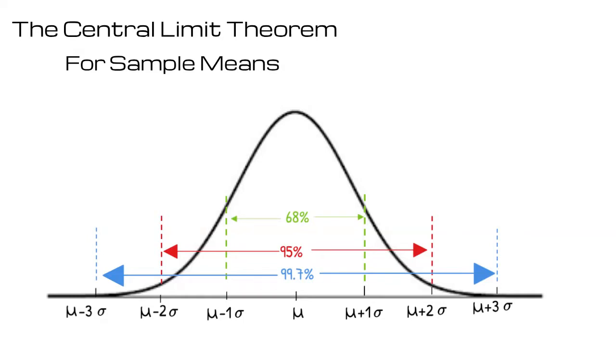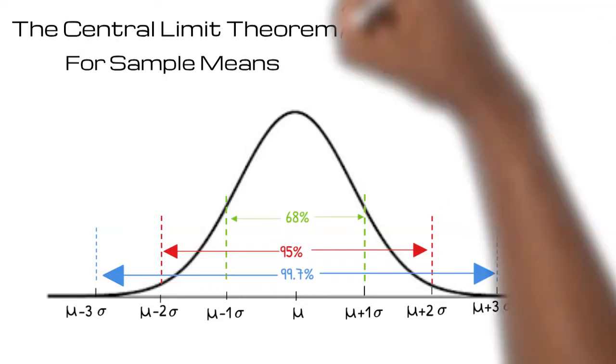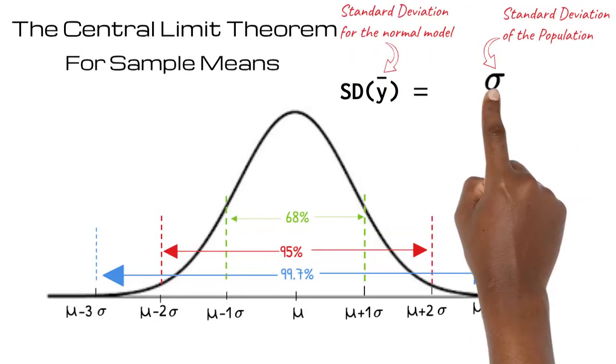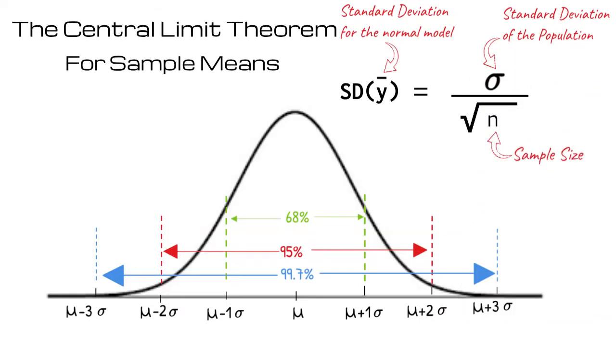In these problems, we will be given the mean and standard deviation of the population. The mean of the model will be the same. To find the standard deviation for the normal model, we divide the standard deviation of the population by the square root of the sample size. Everything will become clearer as we begin to work through an example.